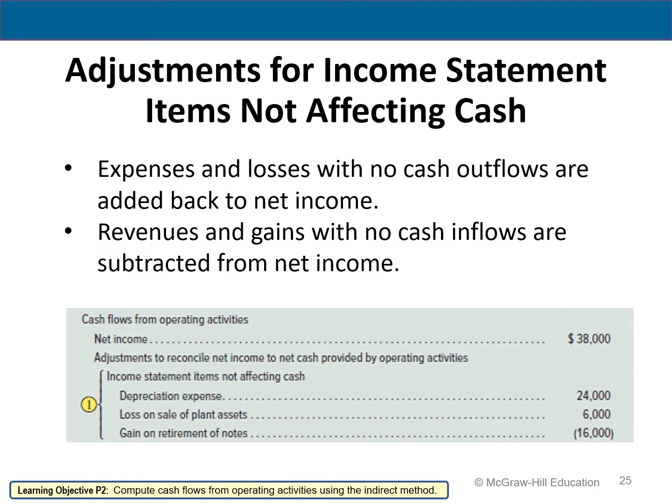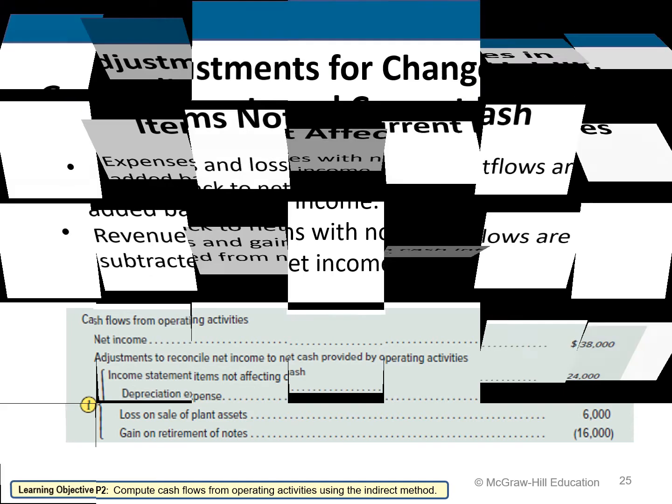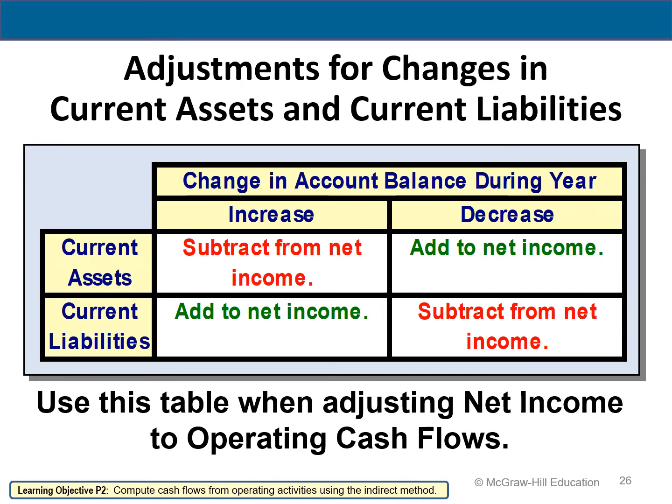So adjustments for income statement items that aren't affecting cash. So expenses and losses with no cash outflows are added back, and revenues and gains with no cash inflows are subtracted. So that's what we talked about in the previous slide. Okay, so this table may or may not be helpful for you, but this is a slide that I would bookmark if it is helpful. So it explains how to treat a change in non-cash current assets or liabilities in the operating section.